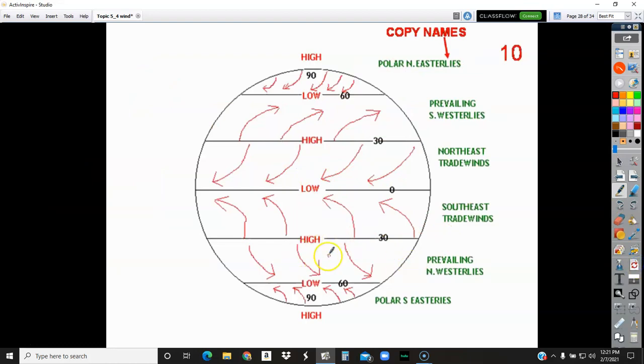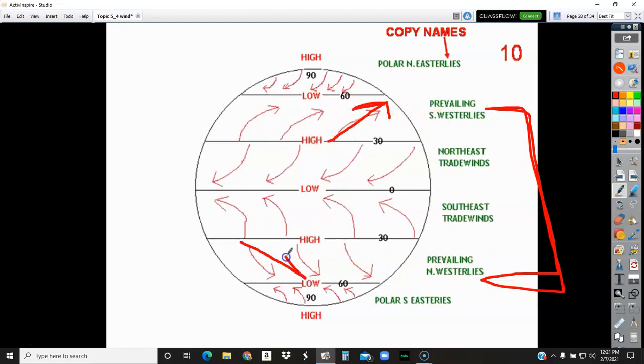All right. Then you have your prevailing northwesterlies. So these are both prevailing, except ours come from the southwest. These come from the northwest. Go that way. And then remember, these were called polars. These were the polar northeasterlies. These are the polar southeasterlies, coming from the southeast, heading northwest. So again, just as long as you remember, winds are always named for the direction they're coming from.